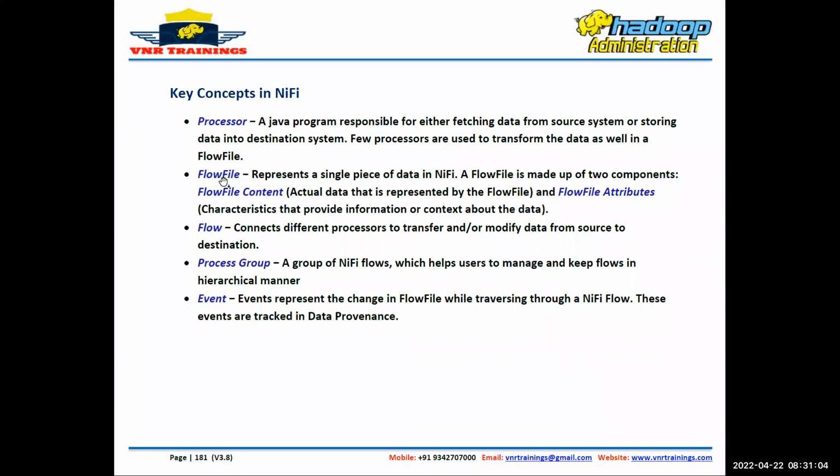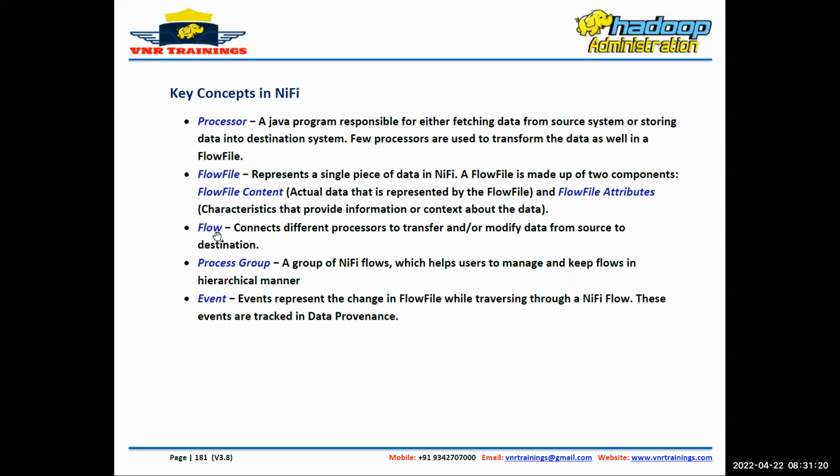What is a flow file? A flow file is a piece of data transferred from source to destination. This flow file will contain two parts: one is flow file content, which is the actual data, and the other is flow file attributes, which is information about your actual data. That's called a flow file.